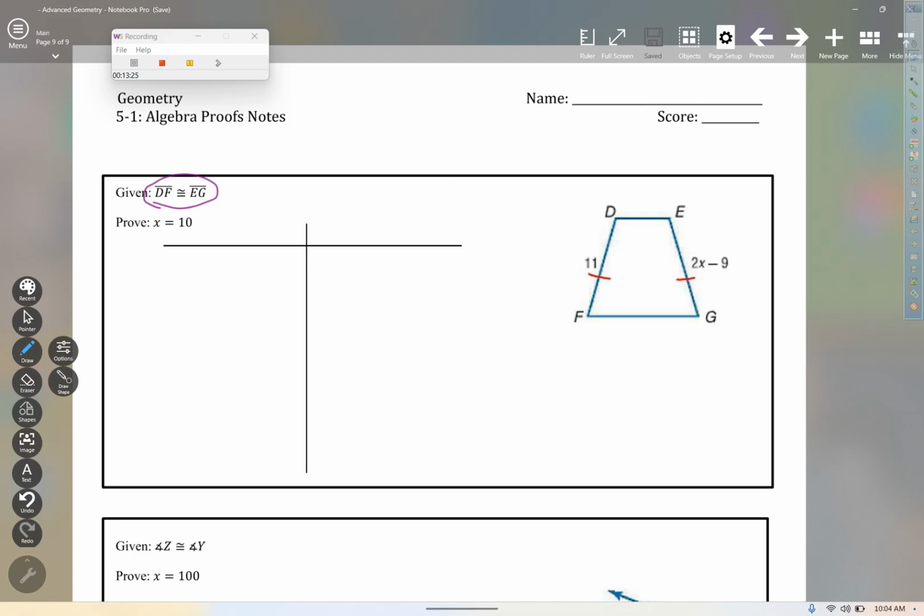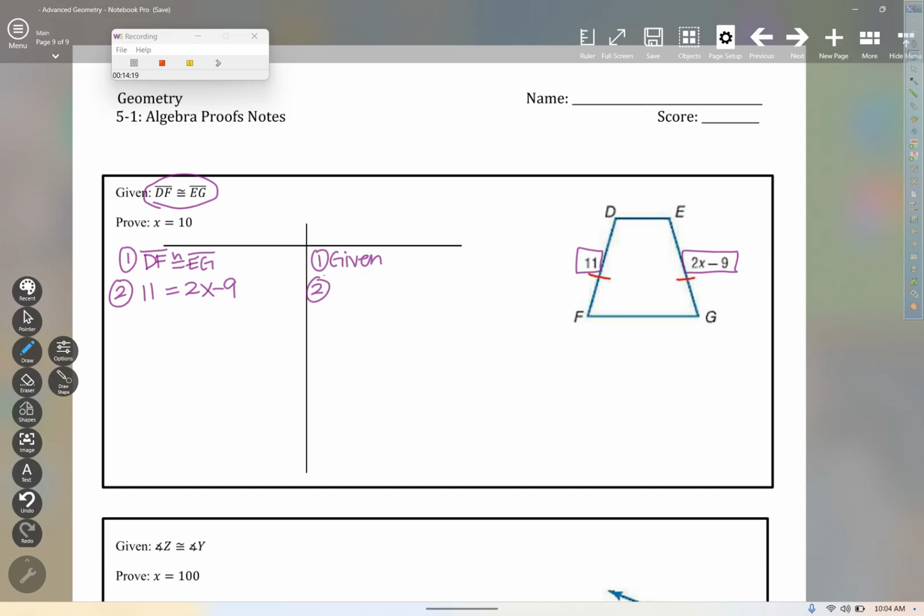So step 1, we write the given. DF is congruent to EG. That is given. Okay. Well, what do you notice about DF? Well, DF is equal to 11. And what do you notice about EG? Well, EG is equal to 2x minus 9. So if they're congruent, that also means they are equal. I can use something called substitution. So substitute in what DF is. So DF is 11, and that equals EG, and EG is 2x minus 9.